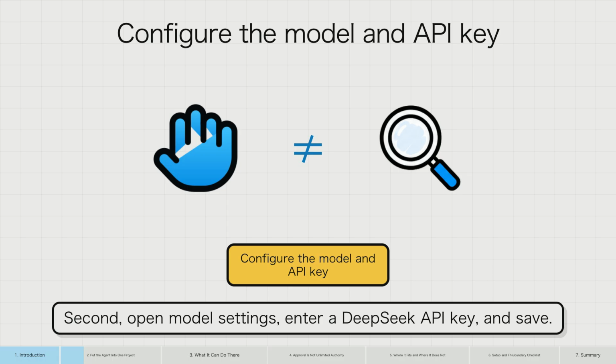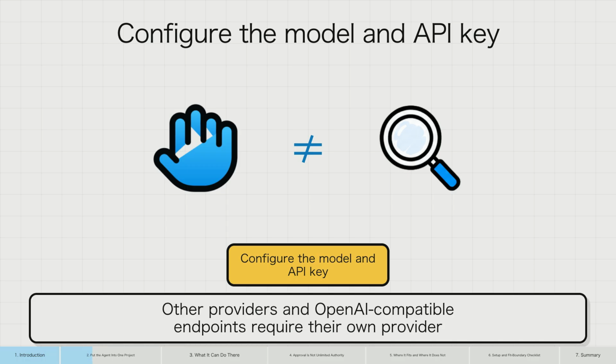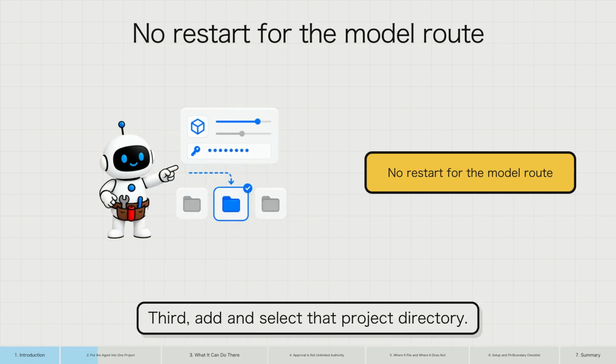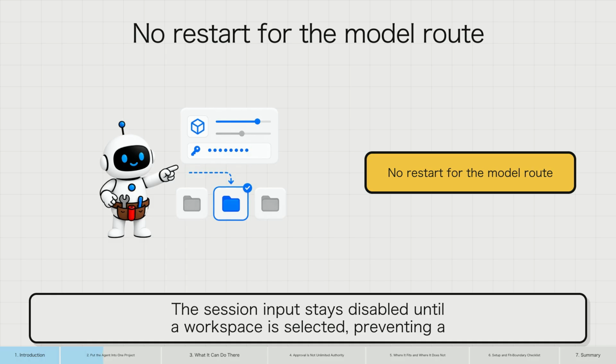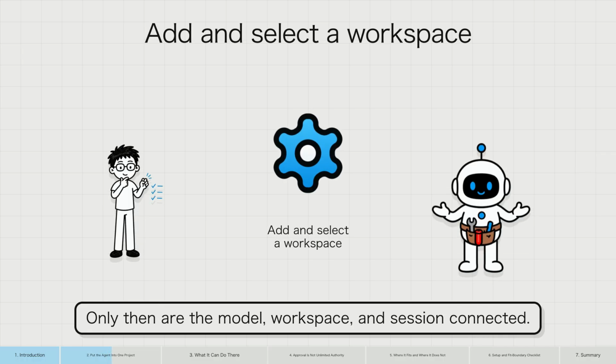Second, open model settings, enter a DeepSeek API key, and save. The model route becomes available without a restart. Other providers and OpenAI-compatible endpoints require their own provider configuration. Third, add and select that project directory. The session input stays disabled until a workspace is selected, preventing a task from starting without a clear target. Only then are the model, workspace, and session connected.